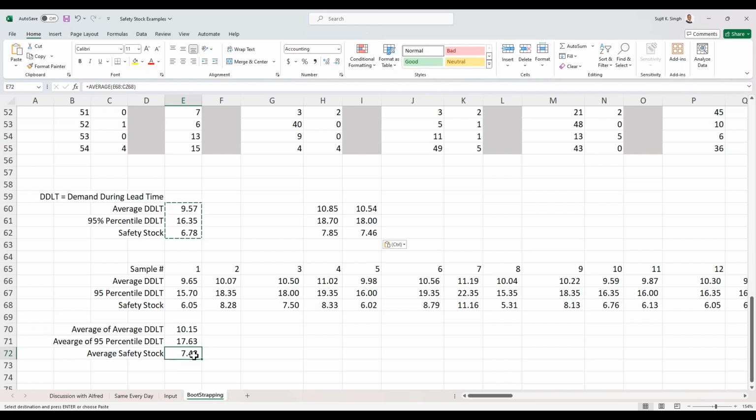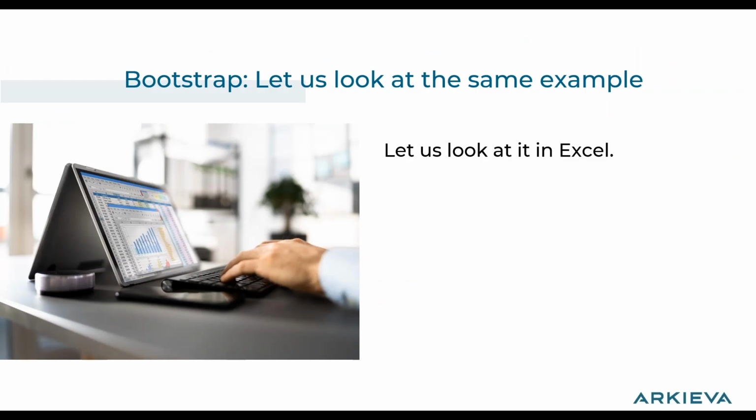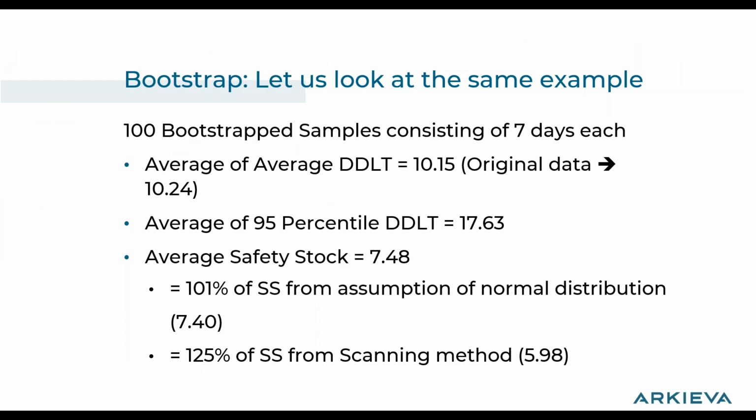So now, with all these calculations, I'm pretty comfortable with a safety stock of 7.48. And notice that I've made no assumptions about normal distribution. That's the idea of bootstrap sampling, and now I've actually shown it to you in Excel. Hopefully you can replicate it in your own world. So in this example, 100 bootstrap samples, each consisting of 7 randomly generated days.